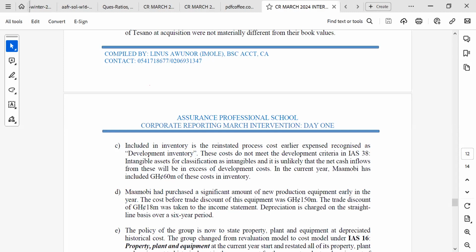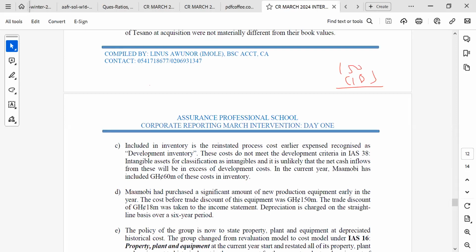So if it is a cash discount, the cash discount can be taken maybe more than 3 times within a year, so that one you can treat as an expense item. But if it is a trade discount, the trade discount should be taken from the purchase price of the assets. Then you now depreciate the assets. So it means that the actual treatment of this particular asset should have been 150 minus 18, isn't it?